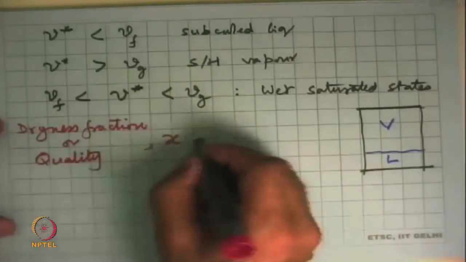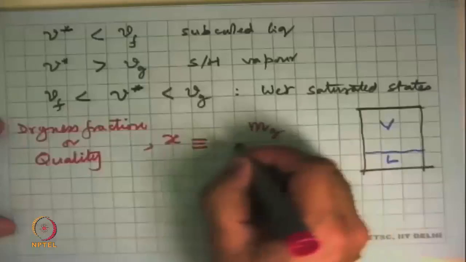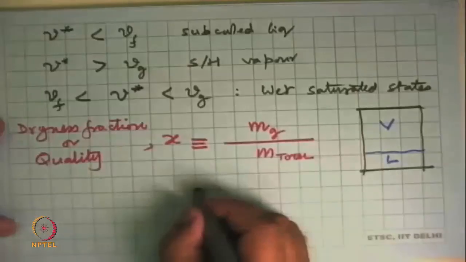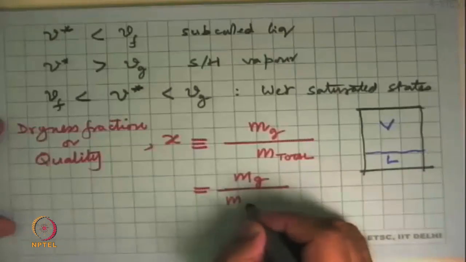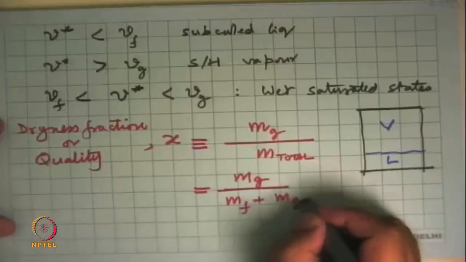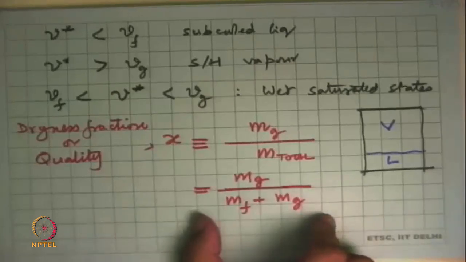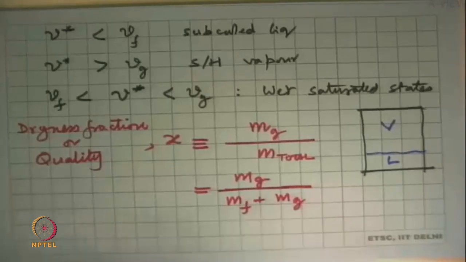The symbol is X. It is defined as the mass of the vapor divided by the total mass, which is mg upon mf plus mg. Okay, so this is a new definition that we are now putting in, and let's see, can we express it in terms of the specific properties.